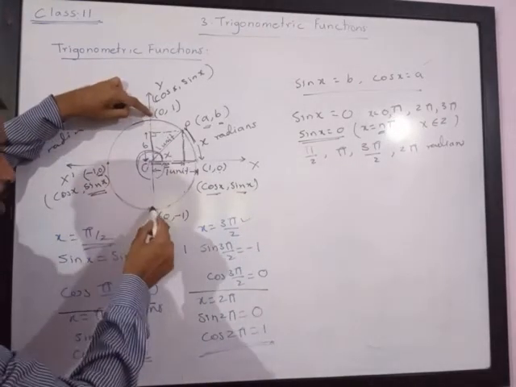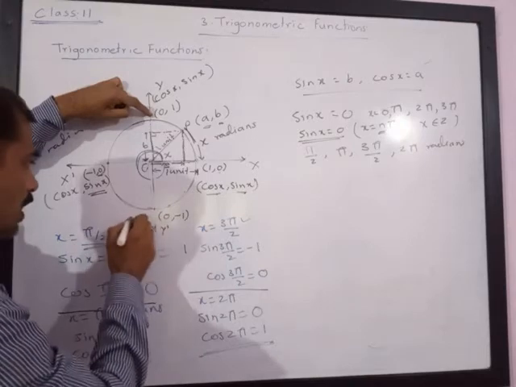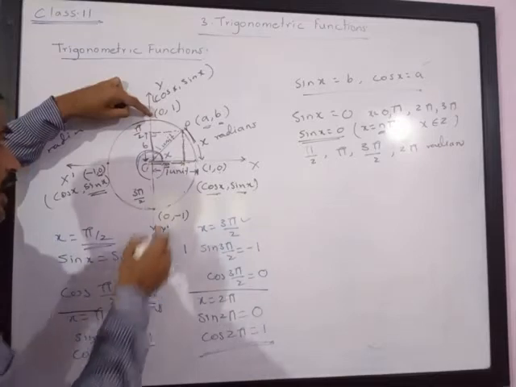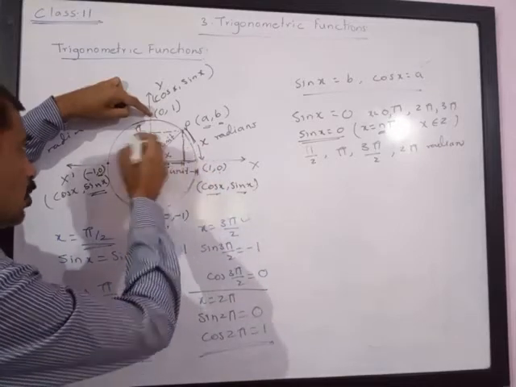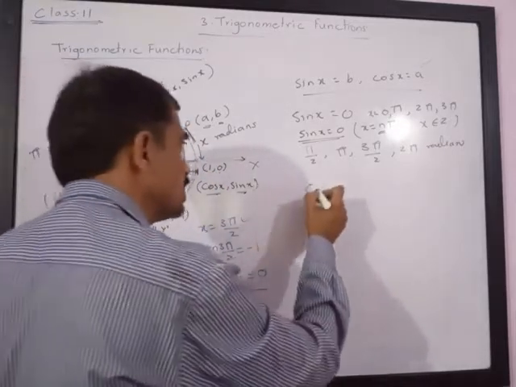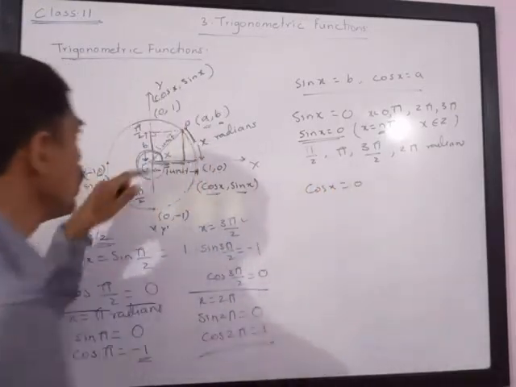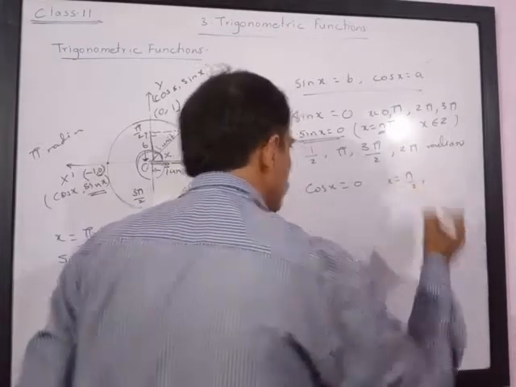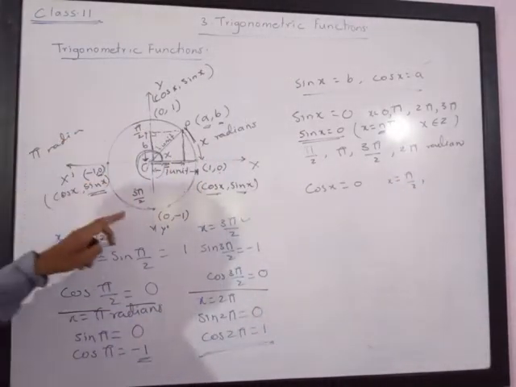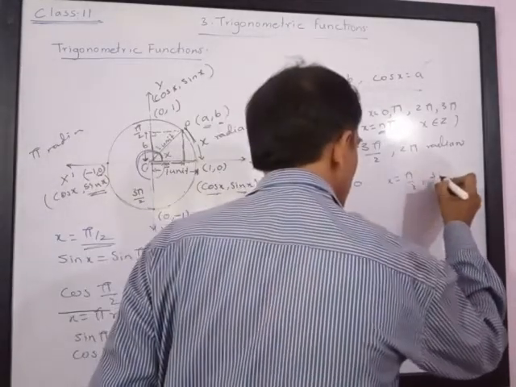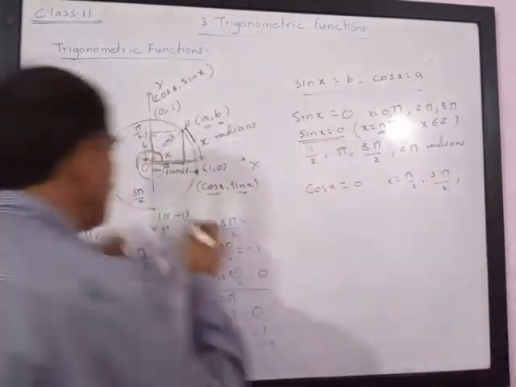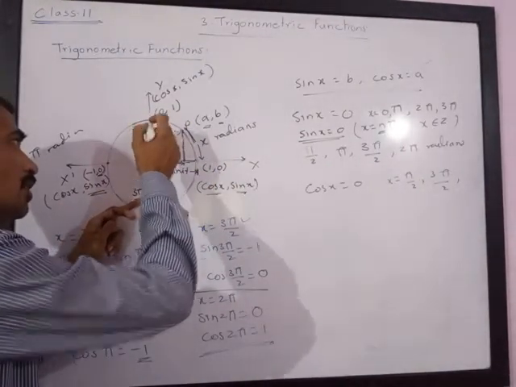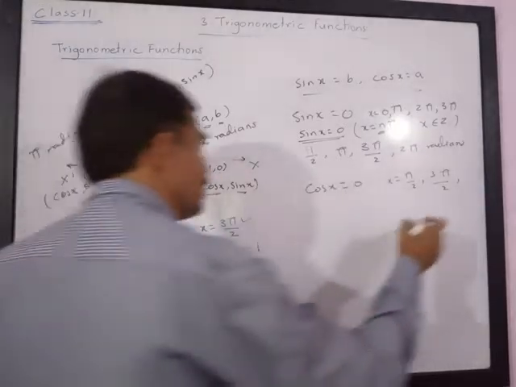Again it becomes 0 when the angle is 3 pi by 2. As the angle keeps increasing it goes to 5 pi by 2. So cos x is equal to 0 when x is equal to pi by 2, or when it is 3 pi by 2. Again, if the terminal arm is rotated by 180 degrees, it becomes 5 pi by 2.